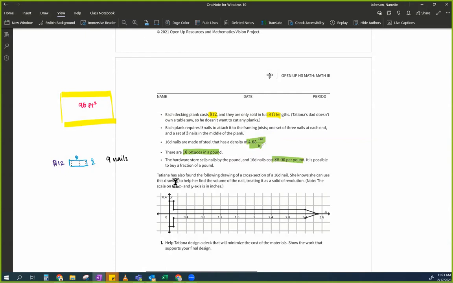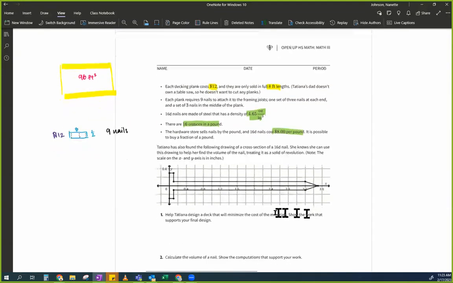Tatiana has also found the following drawing of a cross section of a 16D nail. And she knows that she can use this drawing to help her find the volume of the nail, treating it as a solid of revolution. The scale on the y-axis is in inches. So number one, help Tatiana design a deck that will minimize the cost of materials. Show the work that supports your final design.